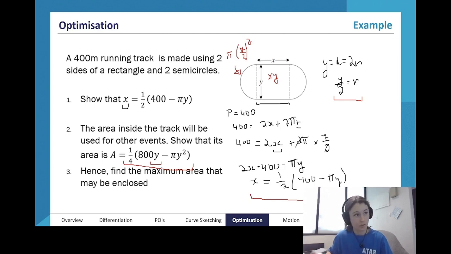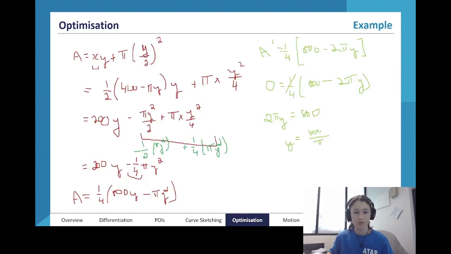Typically, a question will ask you to find the dimensions, but remember, if you aren't asked to, don't do it because you're just trying to conserve time in an exam setting. Of course, if you're just practicing, it might be useful. But in an exam setting, don't do anything you're not asked to. What we actually need to find is the maximum area. So we have an equation for area in terms of y, so we can just sub this in.